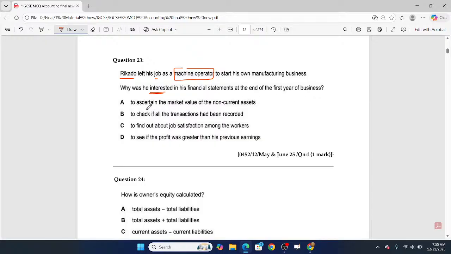Let's see. To ascertain the market value of the non-current assets, no. Check all the transactions had been recorded, no. To find out about job satisfaction among the workers, no. To see the profit was greater than his previous earning. That's the intention. So profitability is the main intention of preparing the final accounts or financial statements, right?